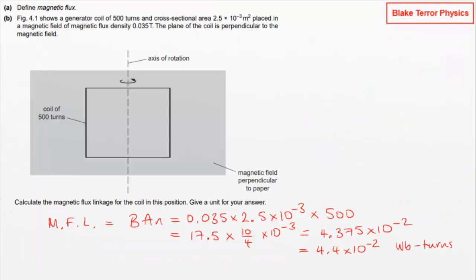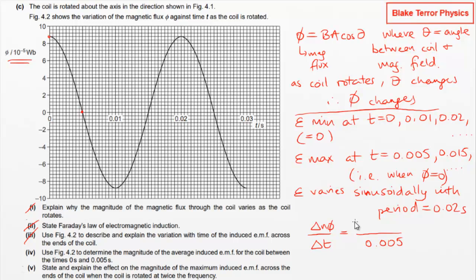Now the maximum, well, we could read it off the graph, but we just worked that out on the previous one, didn't we? What was it? 4.375 times 10 to the minus 2. Okay, so that's 5 times 10 to the minus 3.